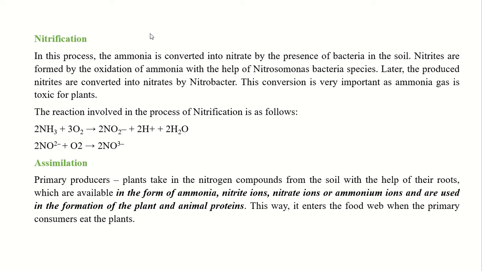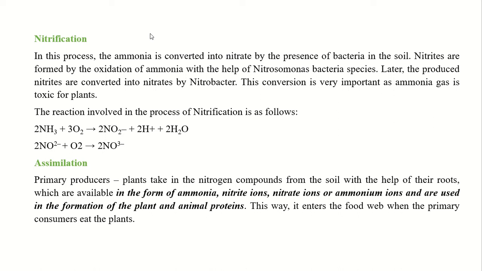So two bacterial species are involved. One is Nitrosomonas, another is Nitrobacter. This conversion is very important, as you know that ammonia gas is toxic for plants, but continuously ammonia is converted into nitrites, and nitrites are converted into nitrates. So this is the process of nitrification.